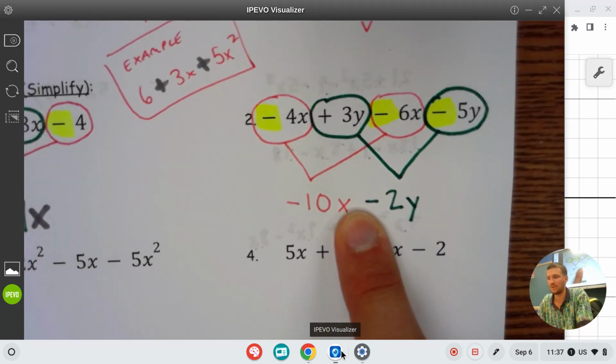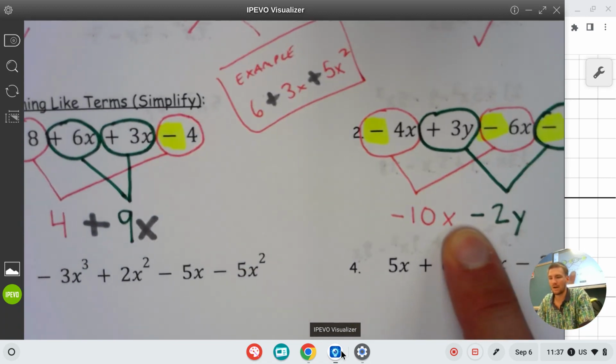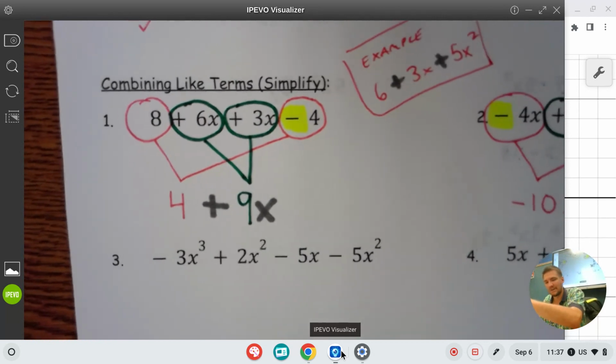Are we feeling okay about number 2? Was I going too fast, or are we doing well? All right, maybe I'm going too slow still. Let's check out number 3.